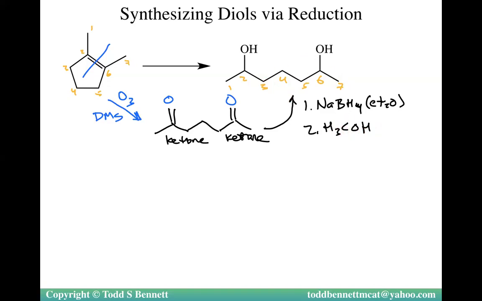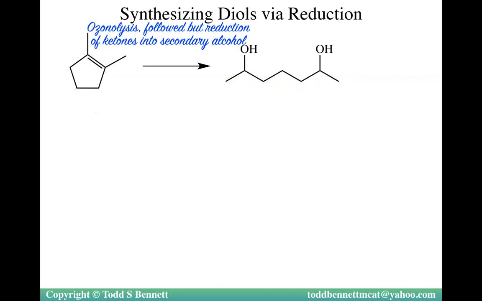Water with weak acid, methanol with weak acid, heck, just methanol by itself will quench it and stop it at the alcohol. So for this one, I did ozonolysis to generate the ketone and break the ring open and form a chain. And then I reduce those ketones into a secondary alcohol using NaBH4. Okay, I'm going to get rid of what I've written because one more reaction is going to kick in. So hopefully this one makes sense.